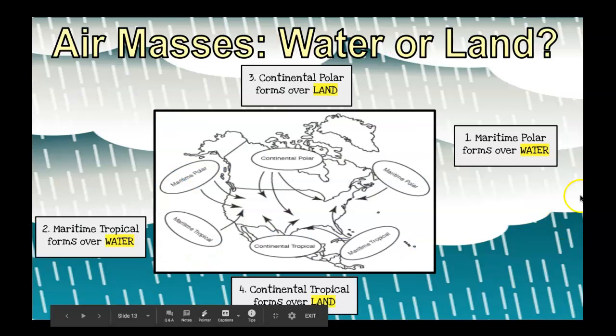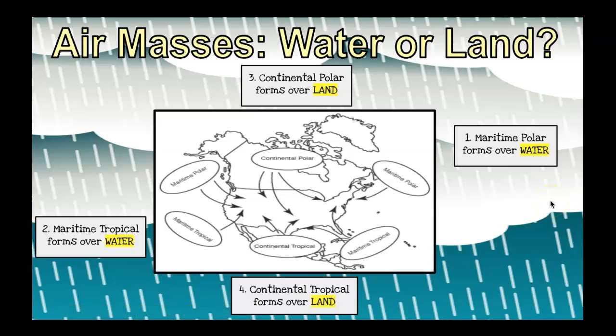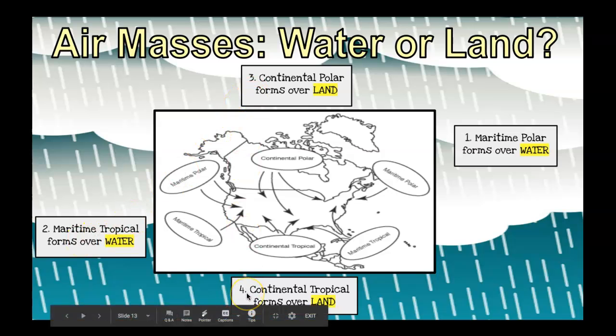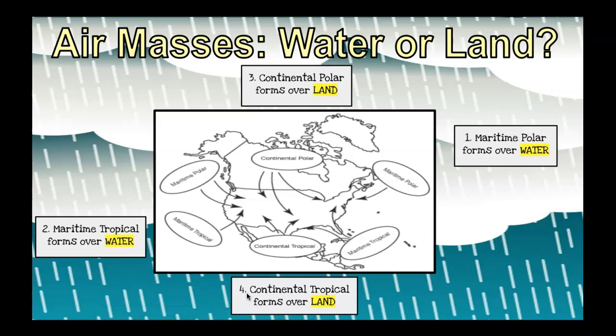And then if it formed at the tropics, it's going to be bringing warm air with it. So on your notes, you were supposed to indicate whether the air mass formed over land or water. So the first one was maritime polar. If it's maritime, it forms over the water. If it's continental, it forms over the land. So 1 and 2 both had the word maritime in it, so both of them formed over water. And then 3 and 4 both had continental in it, and the continent is land, so continental air masses form over land.